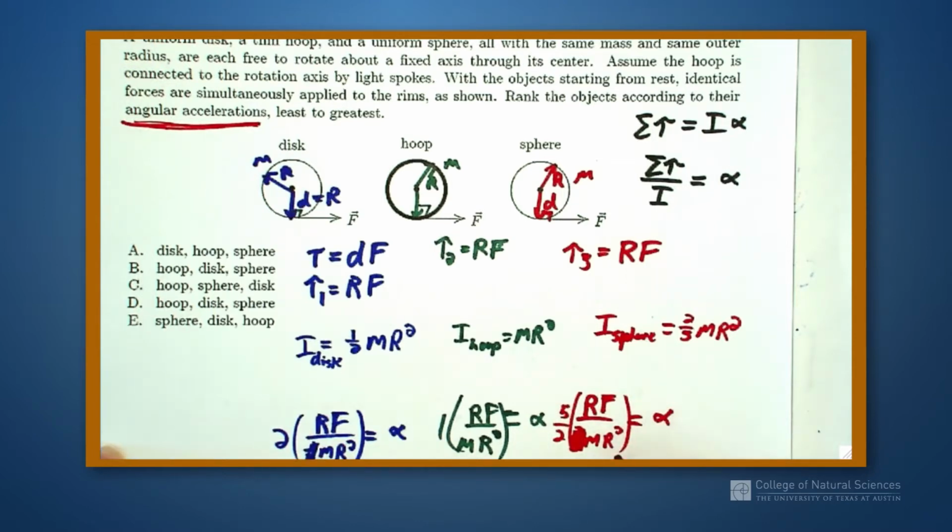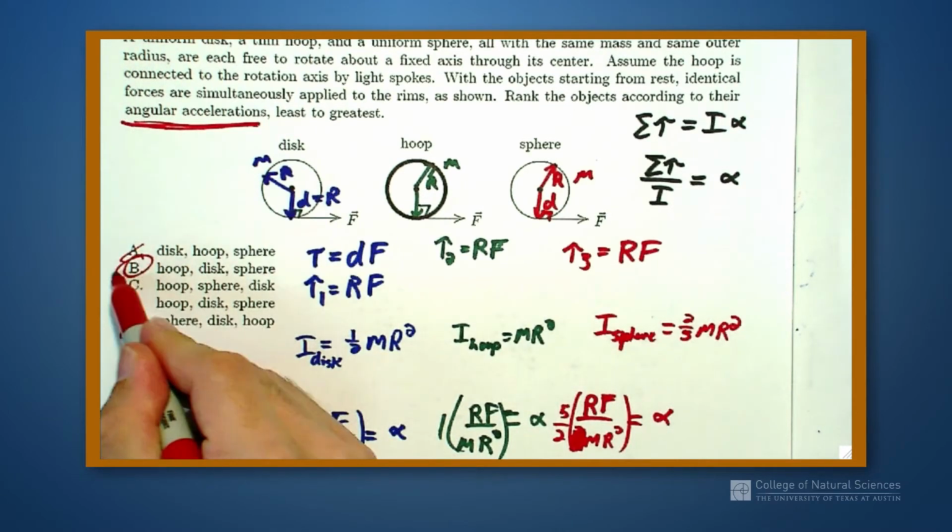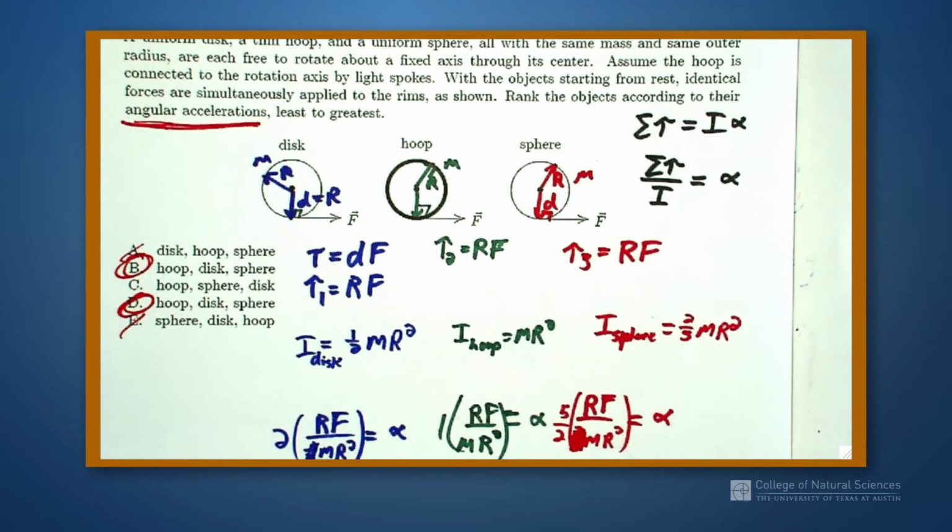So my sphere has the largest, my hoop has the least. Hoop is the least, so disk is in the middle and sphere is the largest. So hoop, disk, sphere. I actually have two of the same answers on my page, but it does matter what the answer is, and we determine it based off of the coefficient in front. This r f over m r squared is common for all three of them. So the coefficient out front will tell us which angular acceleration is the largest.